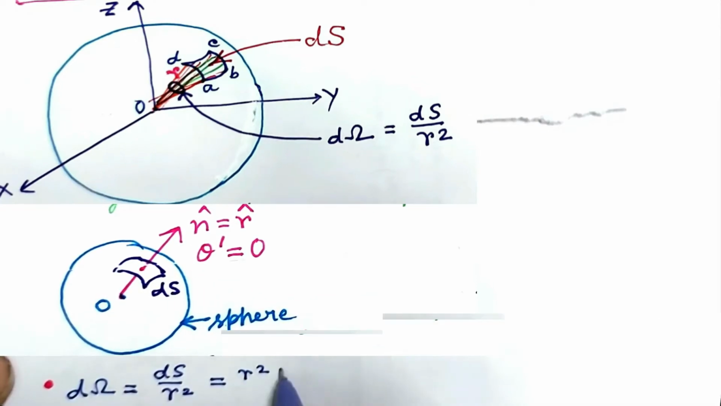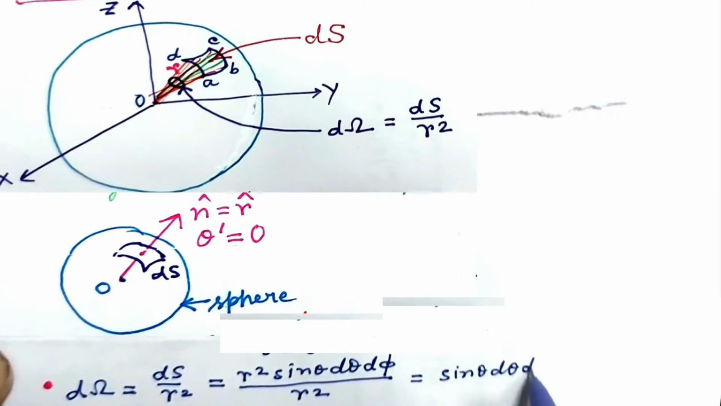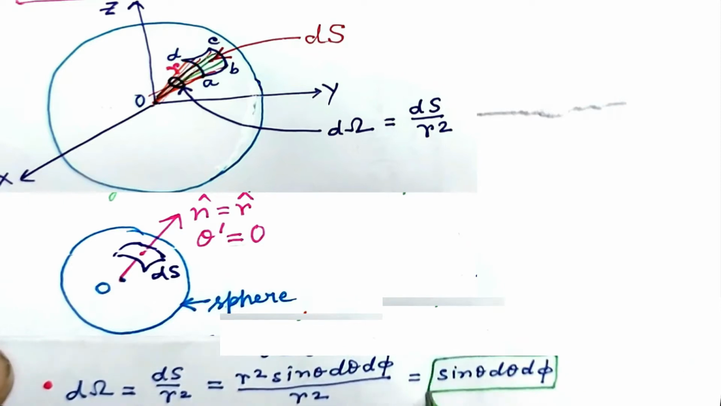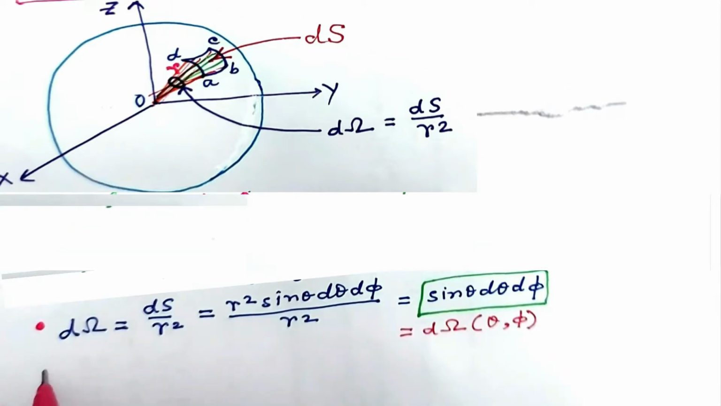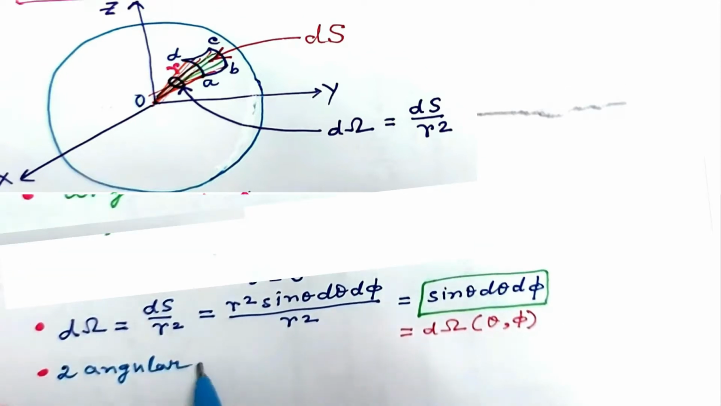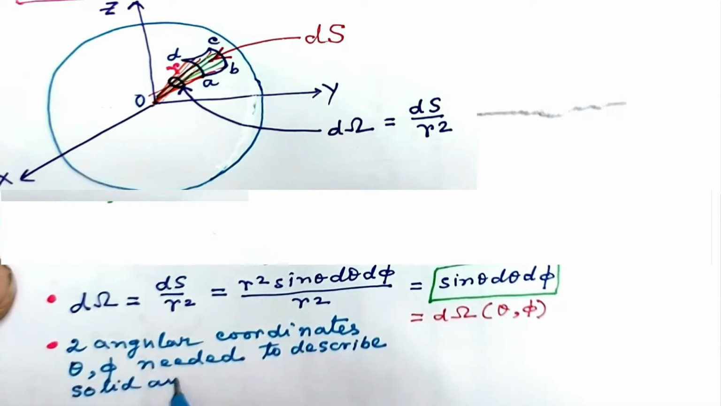Replace dS by r square sine theta d theta d phi, and we have r square in the denominator. R square cancels out, so we get the answer to be sine theta d theta d phi. Obviously, d omega is a function of theta and phi. Clearly, two angular coordinates, theta and phi, are needed to describe solid angle.